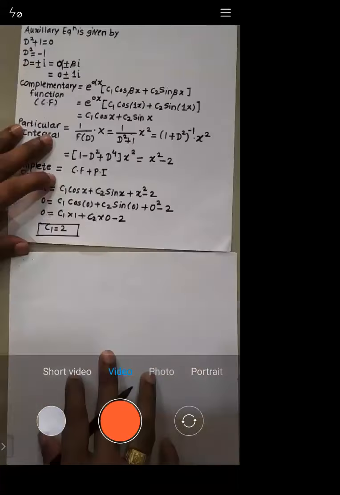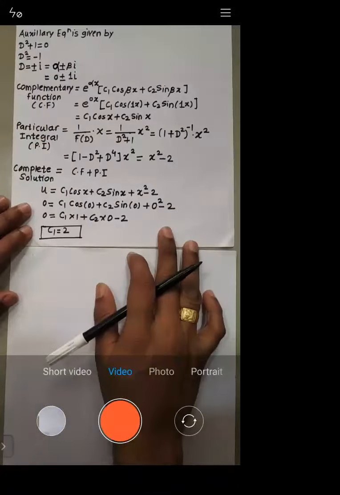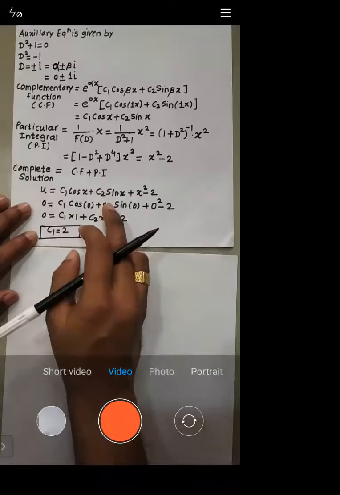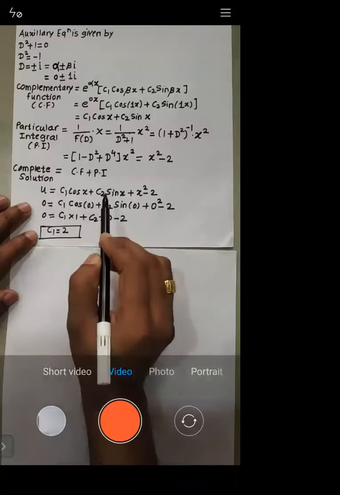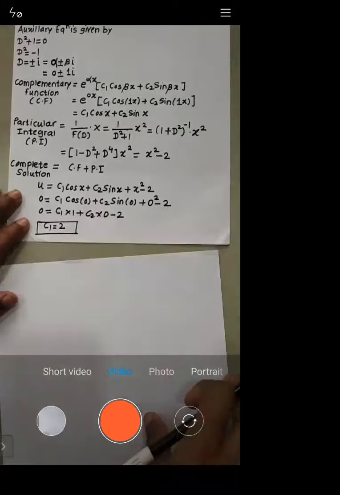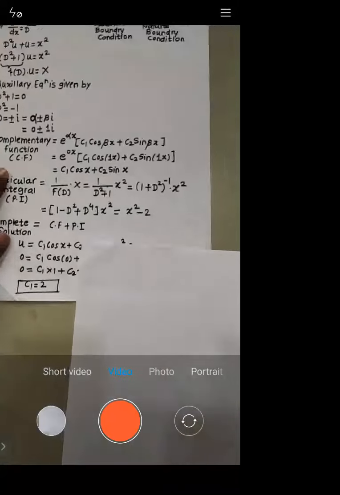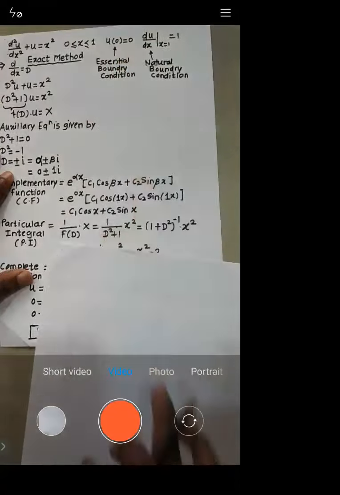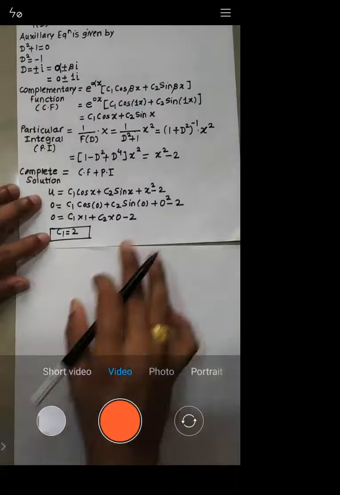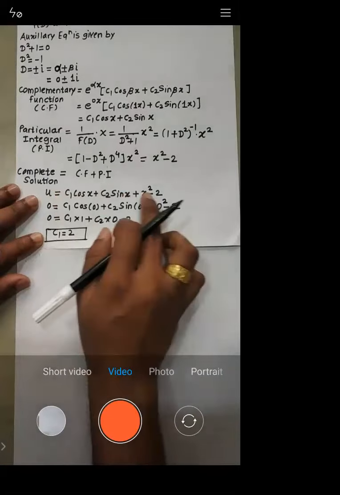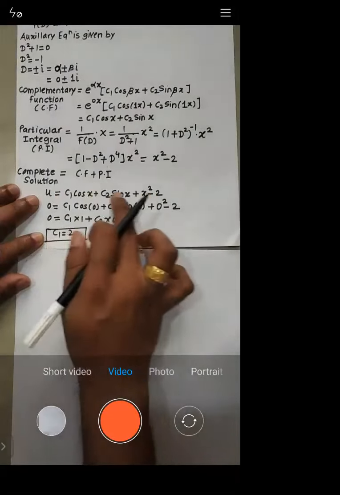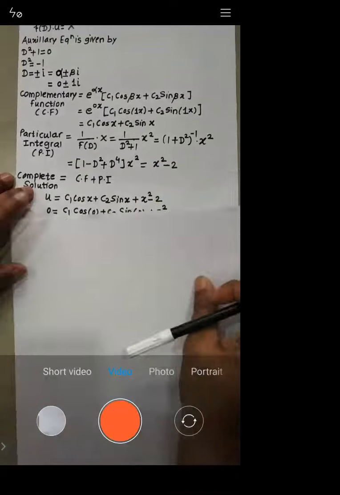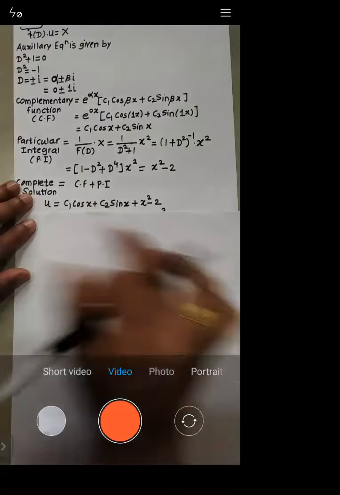Now the next thing we should calculate. See, you have C1 now, right? See here, you have C1. Now you need to calculate C2, right? So for that, you just impose the second boundary condition. What is that? Du by dx at x equal to 1. Okay, so first you need to calculate du by dx. See here, you need to calculate du by dx.